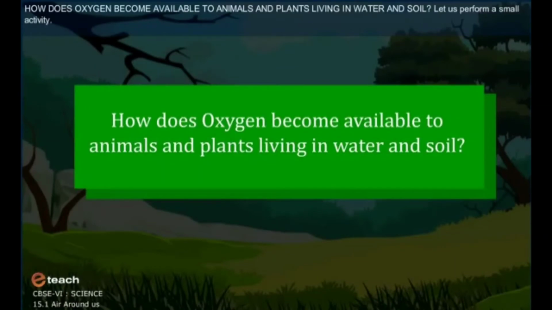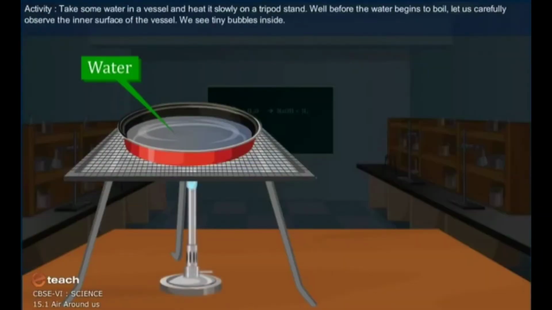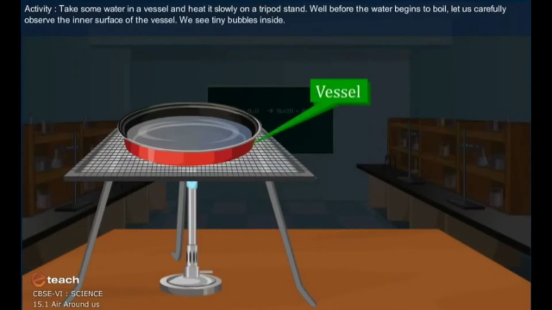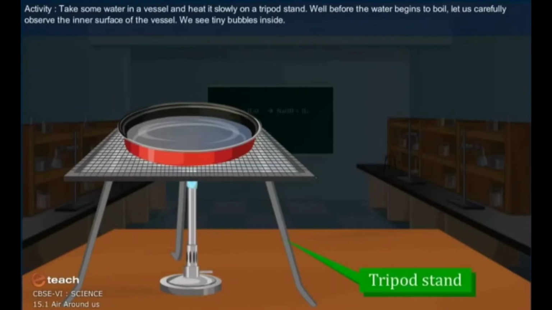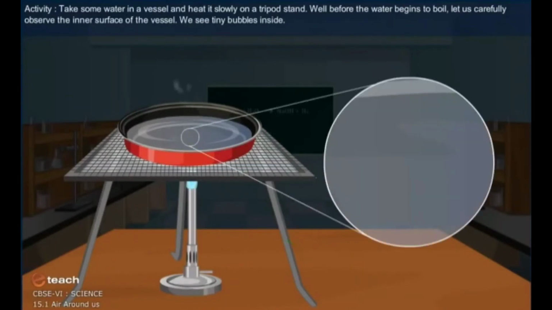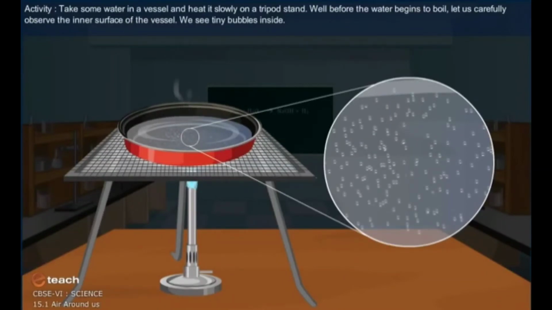How does oxygen become available to animals and plants living in water and soil? Let us perform a small activity. Activity. Take some water in a vessel and heat it slowly on a tripod stand. Well before the water begins to boil, let us carefully observe the inner surface of the vessel. We see tiny bubbles inside.